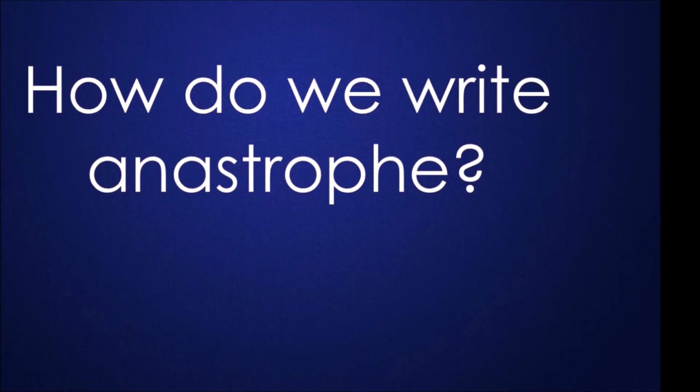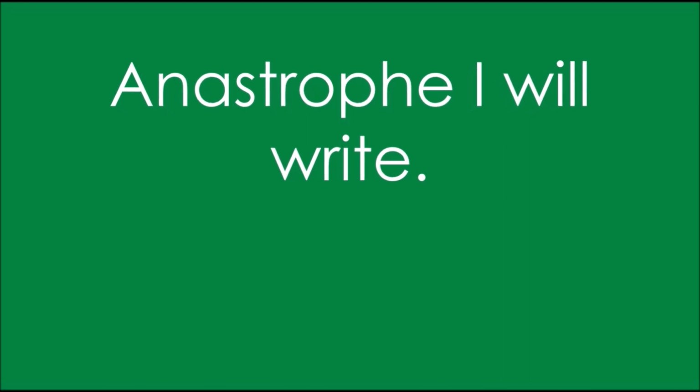And we're moving on. How do we write anastrophe? This is how I write anastrophe. First, I think of a sentence which follows the structure subject, verb, object. Let's use I will write anastrophe. Then I change the word order into object, subject, verb. This is what I wrote. Anastrophe I will write. So that's how I do it.